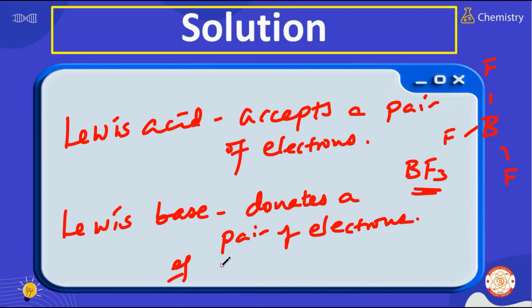For example, ammonia. Let us draw the Lewis structure of ammonia. It has a pair of electrons, and because it has this pair, it can share this electron pair. So this substance is an example of a Lewis base.